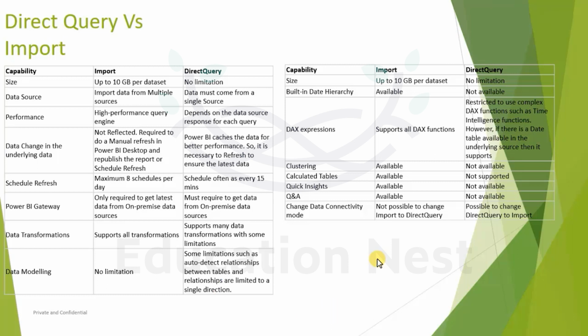Data transformation: import will permit you to do all kinds of transformation, whereas direct query would support transformation with some limitations, because since the data does not reside with you on the Power BI desktop, it is expected that there would be limitations in the transformation. Data modeling: there is no limitation for any kind of modeling you would want to do. Create relationships, create more tables, add data, remove data, stuff like that. But there are limitations in direct query because some auto detect relationships between tables and relationships are limited to a single direction. So if you have direct query, many a times you would only have single directional data. The dual directions, like we saw in the earlier example today, may not be possible.